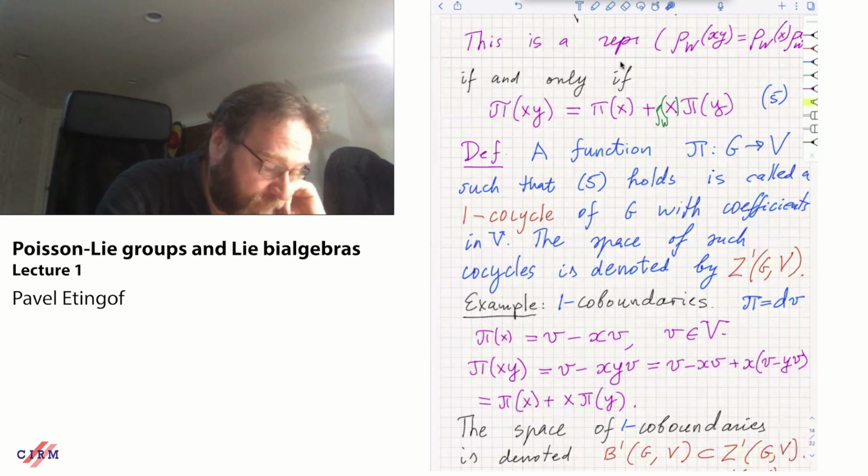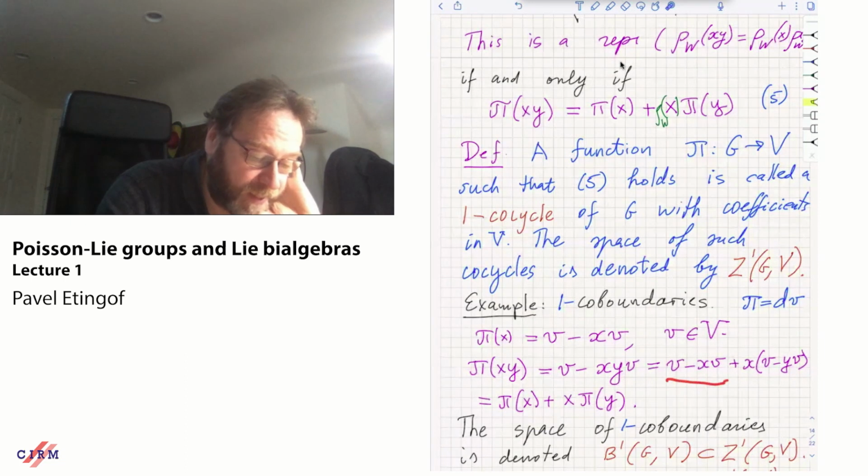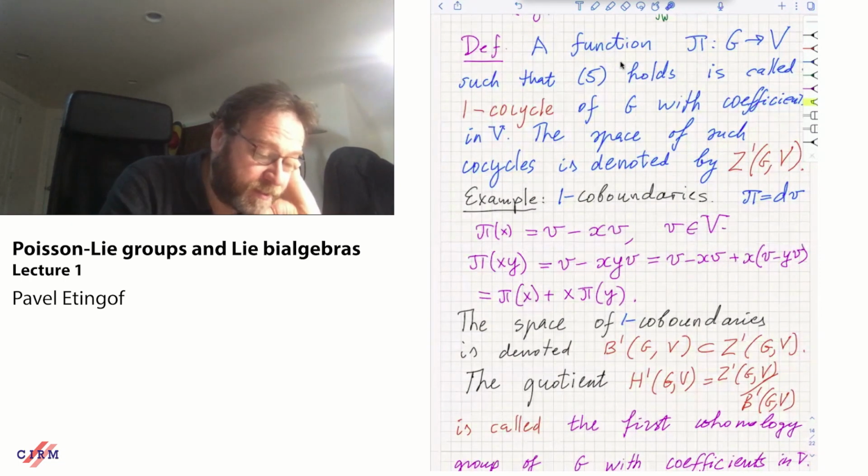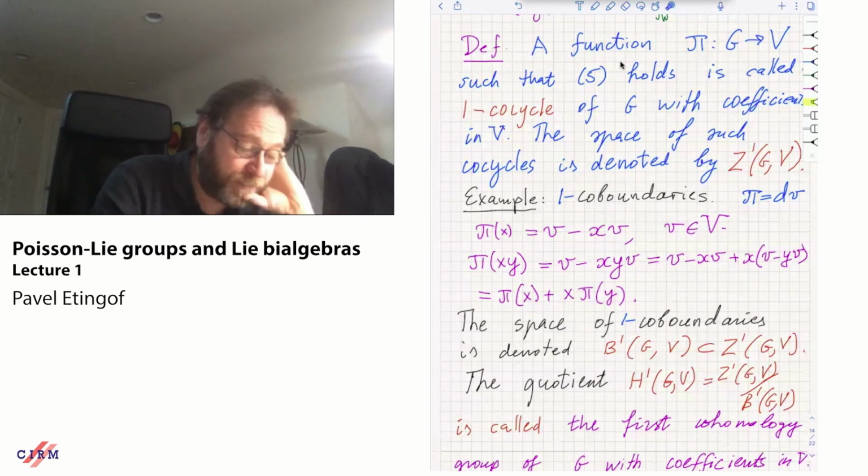So if you have a vector v in V, you can construct a one cocycle pi of x simply by writing v minus xv. Then if you compute pi of xy, you get v minus xyv. And this, of course, equals v minus xv plus x times (v minus yv). And that's exactly pi of x plus x times pi of y. And so the space of these one coboundaries is denoted by B1(G, V).